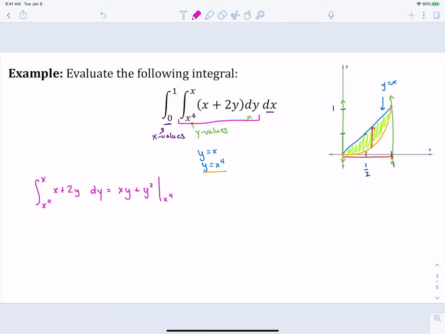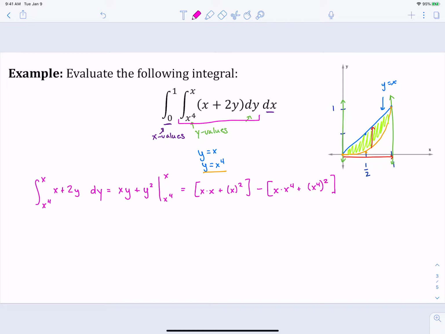And we're still going to use the fundamental theorem of calculus. It's just our limits of integration are equations and not numbers. But what we do doesn't change. We plug in those x values in for y. So we're going to have x times x and then x squared, minus x times x to the fourth plus x to the fourth being squared. So just like we would do if our limits of integration were 0 to 5.